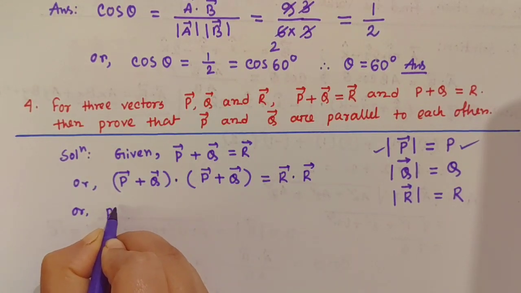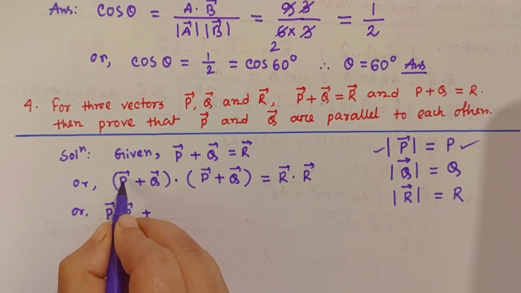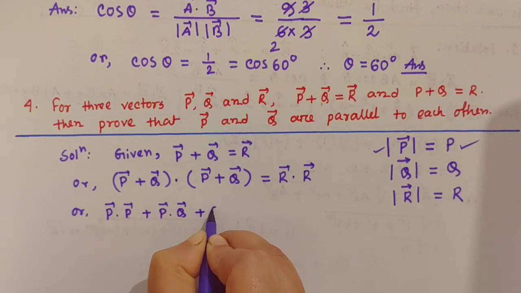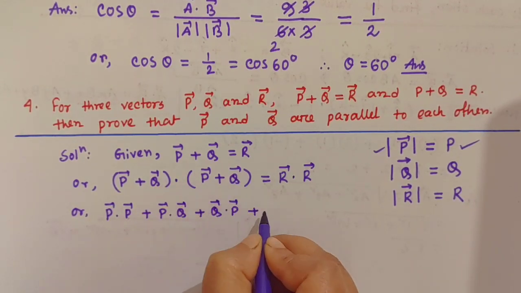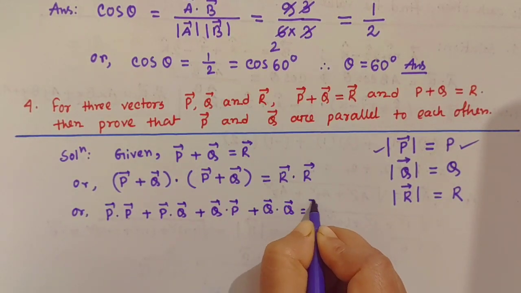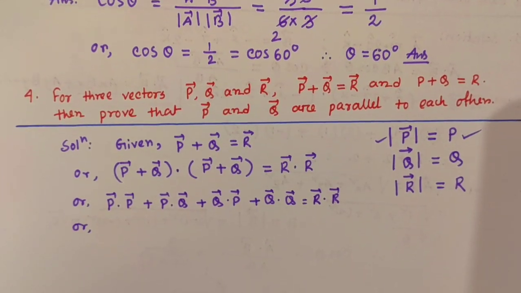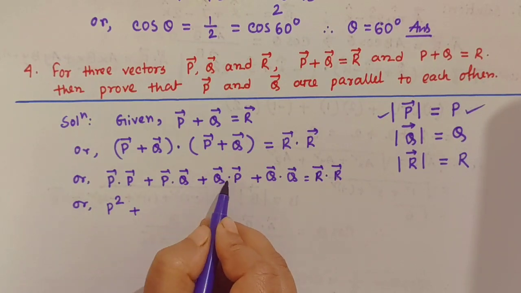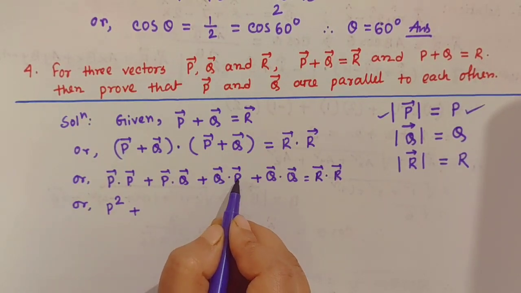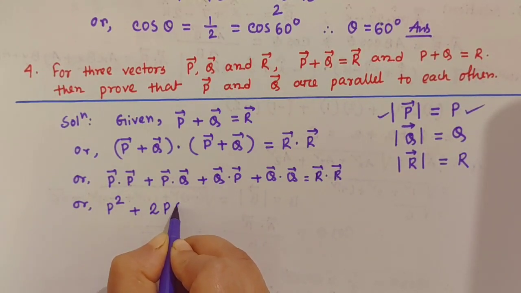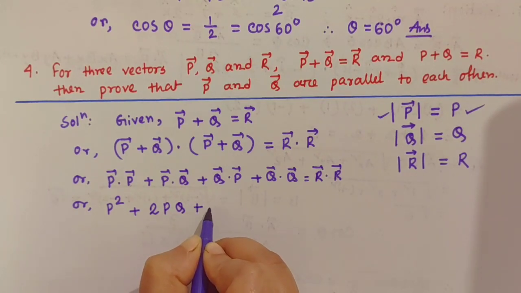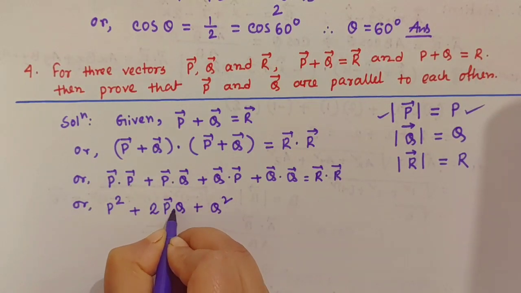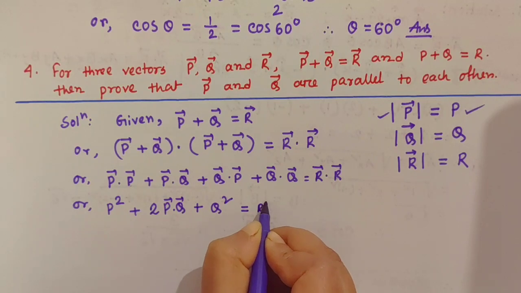So we can write P dot P plus P dot Q plus Q dot P plus Q dot Q is equal to R dot R. In the next line, P dot P means only P square, plus one PQ and another PQ, since Q dot P is equal to P dot Q. So 2 P vector dot Q vector plus Q square is equal to R square.